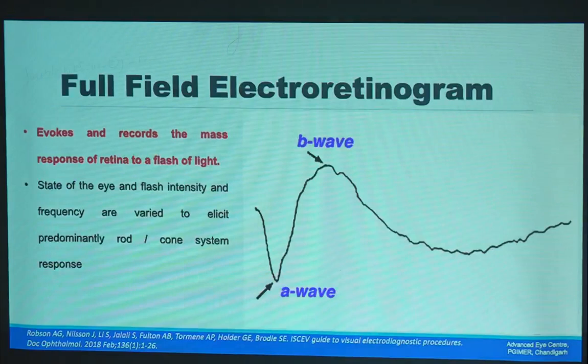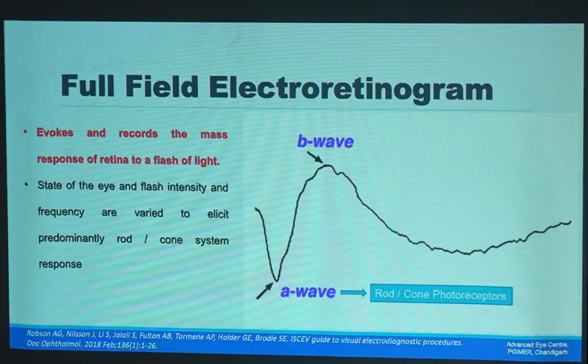So this is a basic waveform that you get from the retina when you stimulate in a full field ERG. You get a negative deflection, that is the A wave, and then you get a positive deflection, that is the B wave. The A wave is very specifically coming from your photoreceptors.